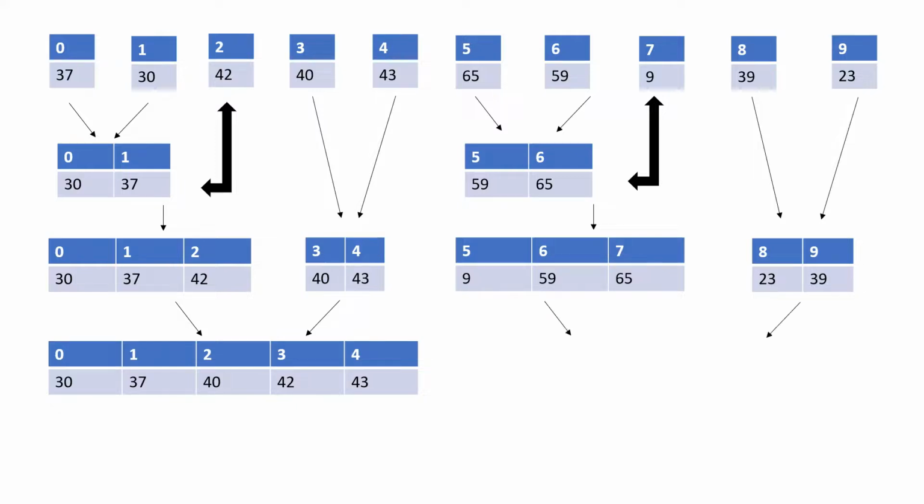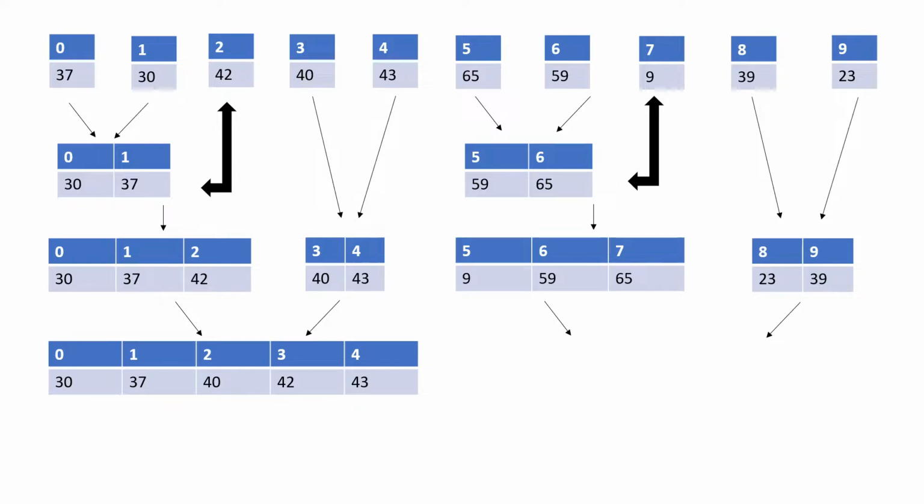Now let us merge the elements in the indexes 5, 6, 7, 8, 9. The element in the index 5 is 9 and the element in the index 6 is 59. The element in the index 7 is 65. Element in the index 8 is 23. Element in the index 9 is 39. Let's merge them by comparing. 9 is the smallest element among these elements. That means it has to be placed at index 5.